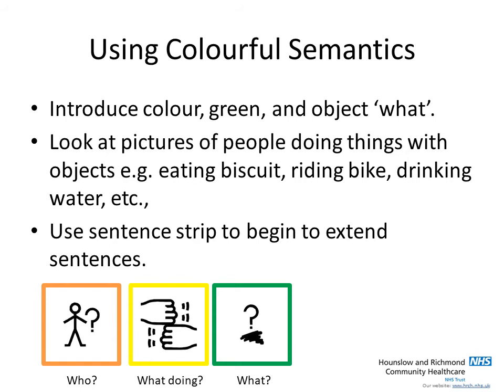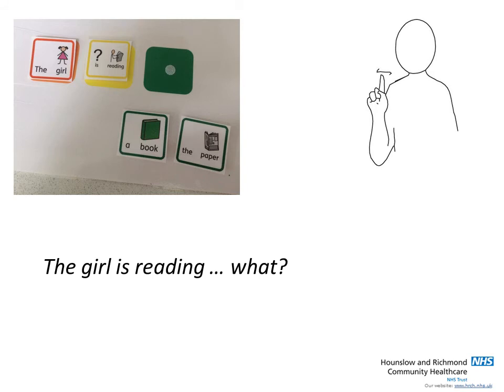The way I might introduce this is by looking at pictures of people doing things. For example, I can see a girl. What is the girl doing? Riding. What is she riding? Her bike. So for example, the girl is reading. What is she reading? Is she reading a book or the paper? And you choose the book and put it onto the green part of the sentence frame.